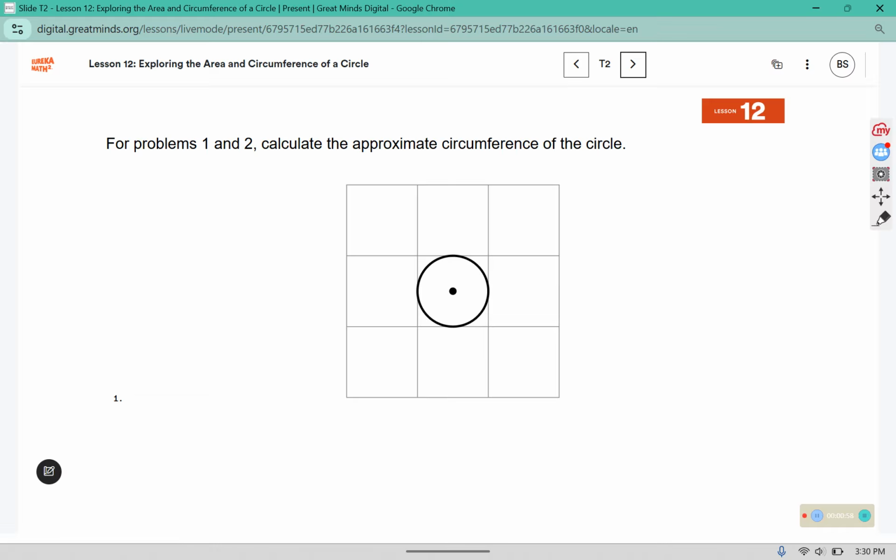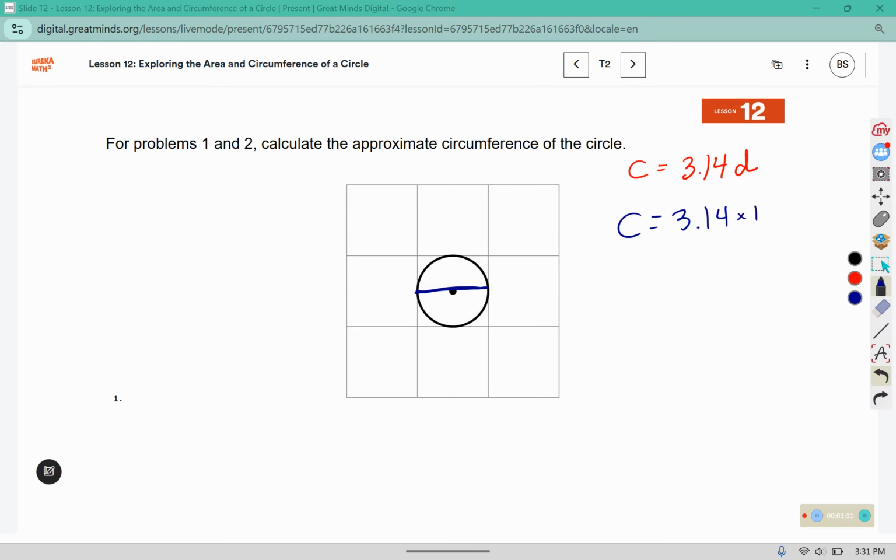For problems 1 and 2, calculate the approximate circumference of the circle. Remember, the word circumference is like the fancy circle version of a perimeter. So if we were to unroll this, how big around do you think that circle is? In the previous lessons, we found that the circumference is about 3.14 times the diameter, and the diameter is how far across the circle it is. So across the circle is 1, so this would be 3.14 times 1.